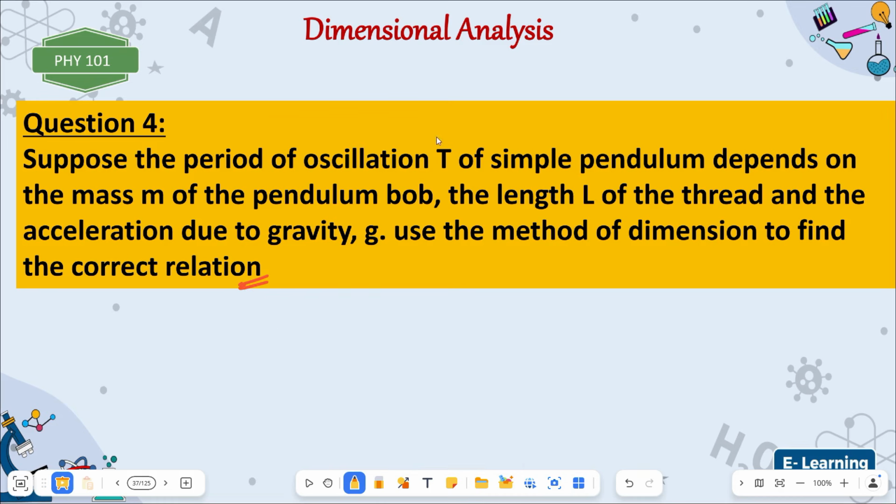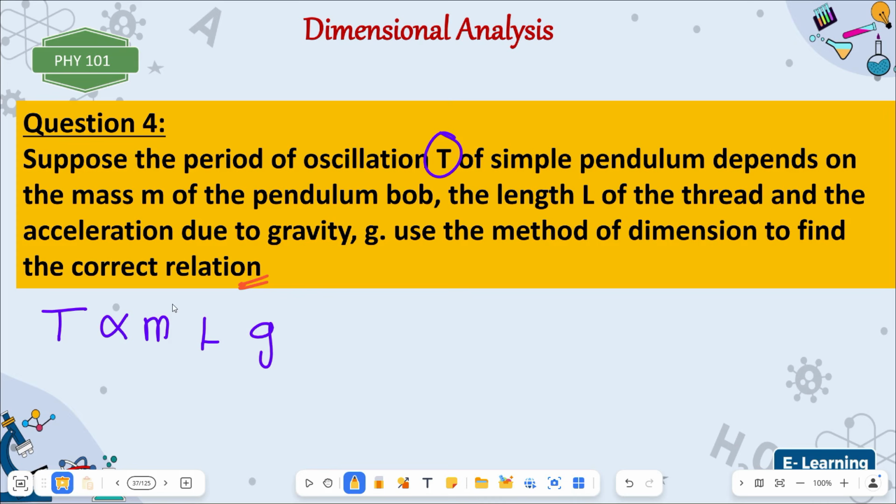It's very easy. They say suppose the period of oscillation T. So what you are going to say is T is directly proportional to, you say it depends on the mass. So it depends on the mass, the length, so you write L, and acceleration due to gravity, G. So when they give you something like this, you first of all bring out what we have here. Suppose the period of oscillation T of a simple pendulum depends on the mass M, the length L, and the acceleration due to gravity G. Use the method of dimension. So, my dear student, T is directly proportional to M, L, and G. We want to know the relationship between T, M, L, and G.